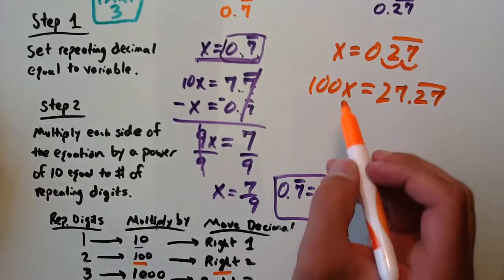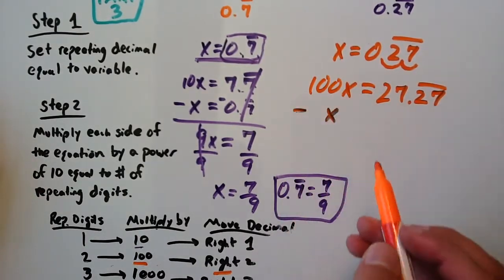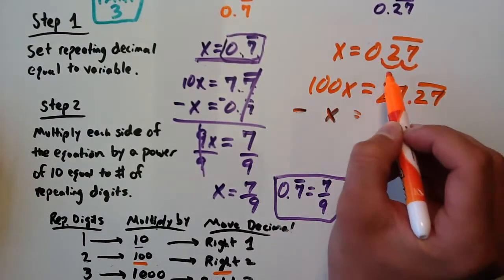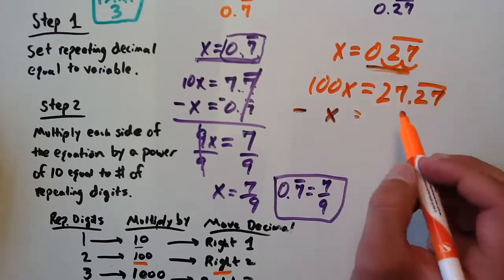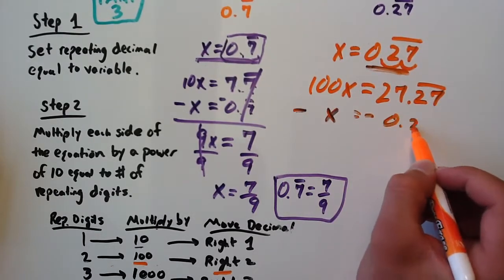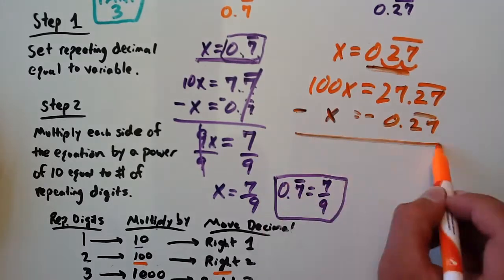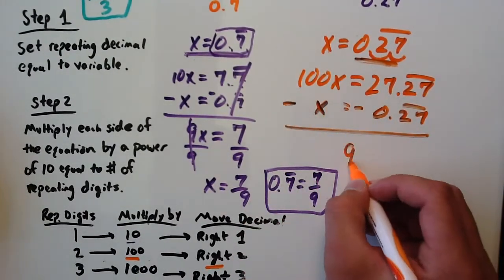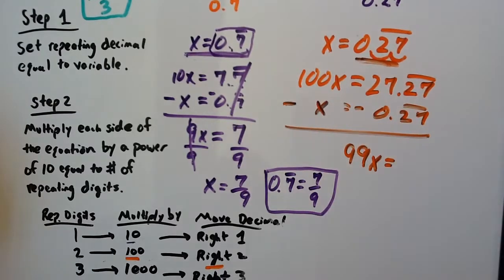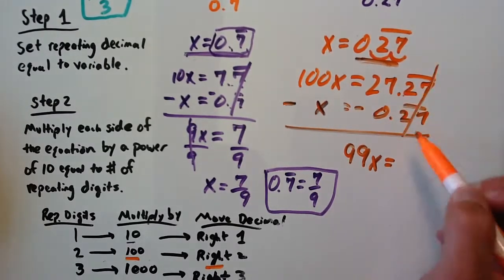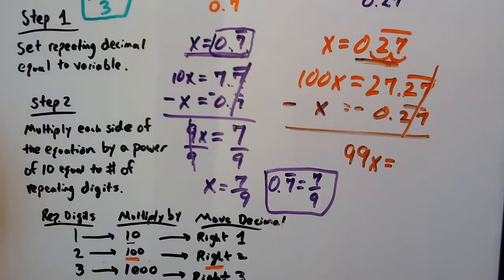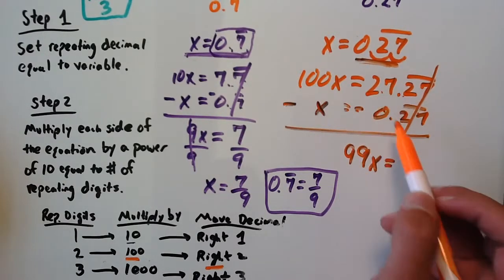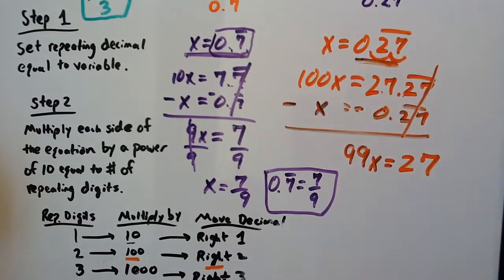Okay, after I do that, step 3, I subtract the first equation, the repeating decimal, from the second equation. So I subtract this side by x, and I subtract this side by x. And x is this. x is 0.27 repeating. Okay, so I have 100x minus x. That gives me 99x. Here, these 0.27 repeatings, remember, they cancel one another out. And you have 27 minus 0, which is 27.